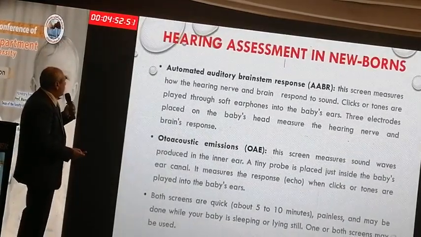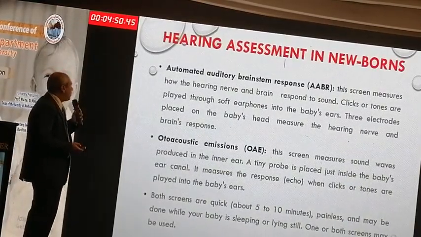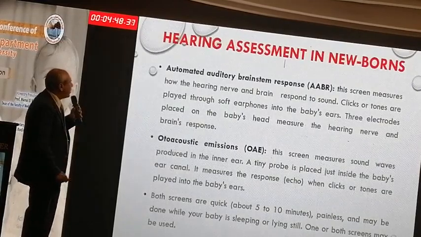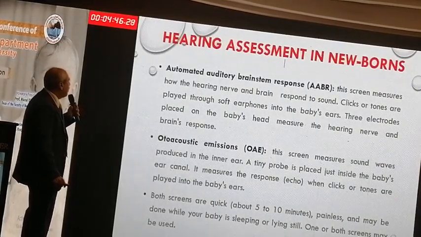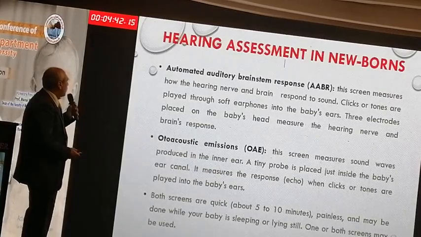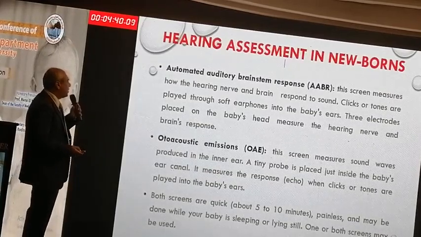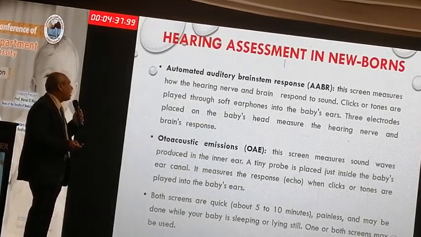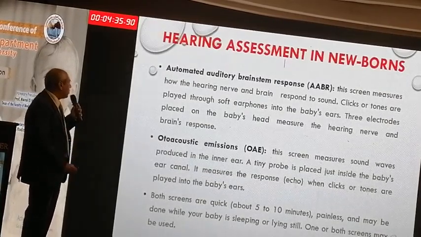There are 2 tests for hearing assessment in newborns. The automated auditory brainstem response. This test measures how the hearing nerve and the brain respond to sounds. Clicks or tones are played through the earphones into the baby's ears, and 3 electrodes placed on the baby's head measure the hearing nerve and the brain's response.